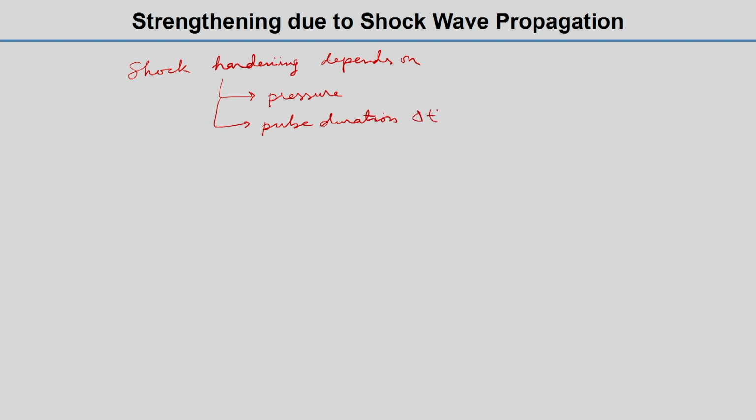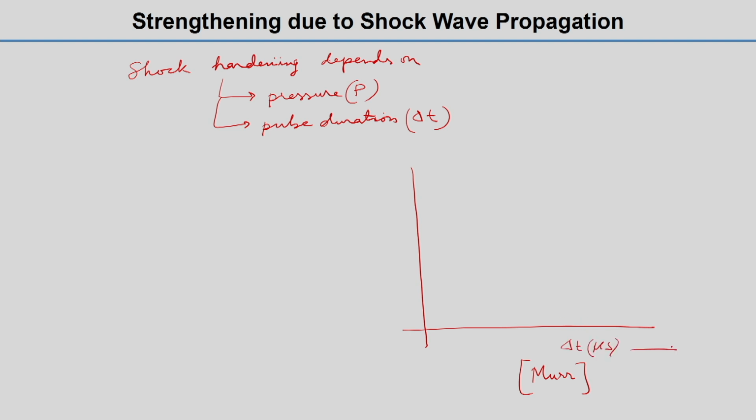I would write delta T here, pressure is anyways capital P. So, we will see a plot again from the reference, and we are actually getting these from Marc Meyers' book. This plot has the pulse duration in microseconds on the horizontal axis, and hardness in gigapascals on the vertical axis.